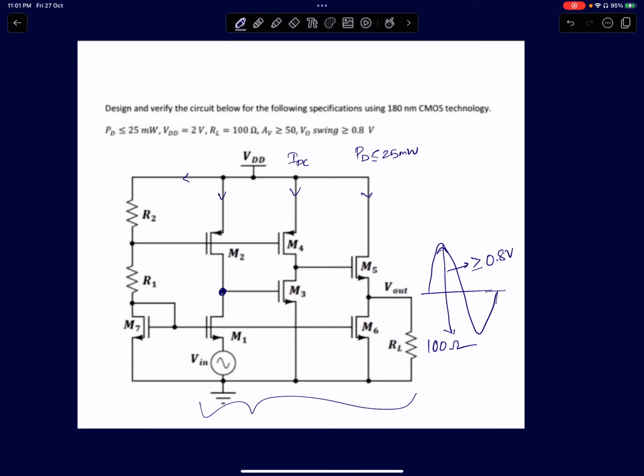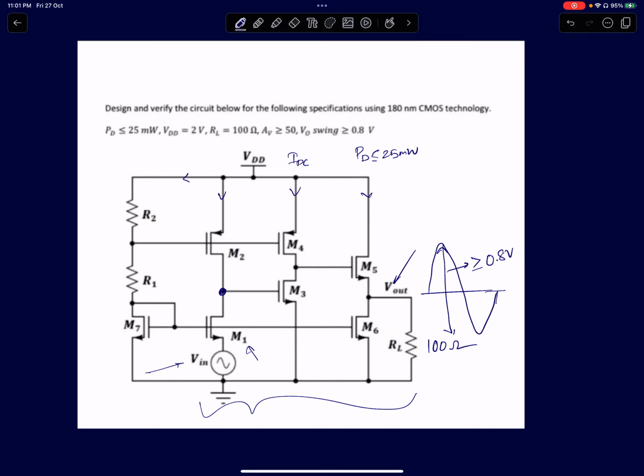What are the stages and all that? It looks like a complex circuit, but it's actually a very simple circuit if you split it into smaller parts. The core of the circuit: the input is applied to the source of transistor M1 and the output is at the source of transistor M5.